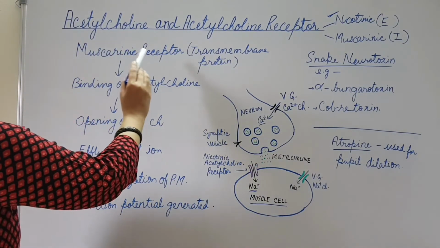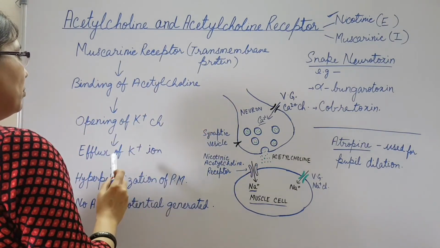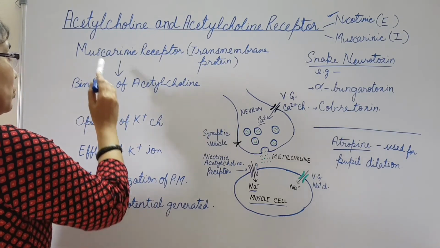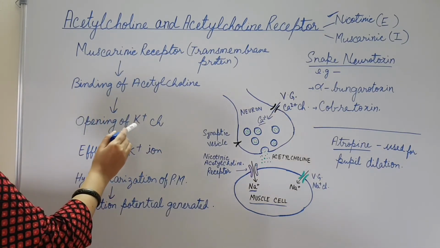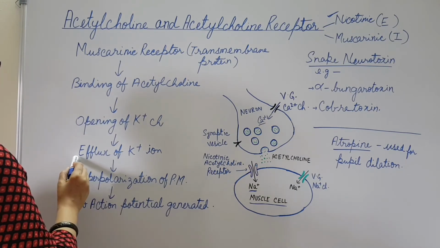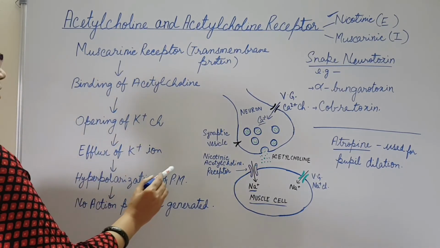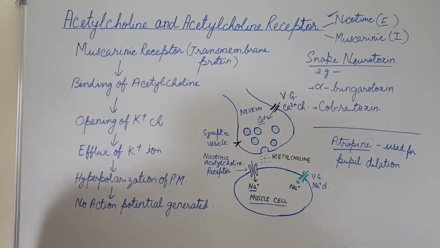Now the muscarinic receptor, that is the inhibitory receptor, is a transmembrane protein. When acetylcholine, the neurotransmitter, binds with this muscarinic receptor, it leads to the opening of the voltage-gated potassium channel, as a result of which efflux of potassium ions takes place. This results in the hyperpolarization of the plasma membrane, so no action potential is generated.